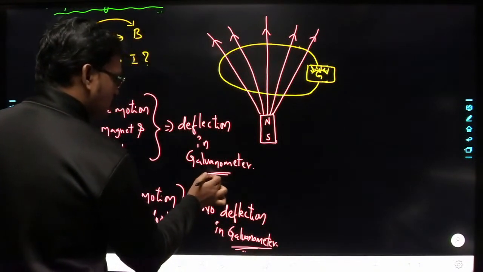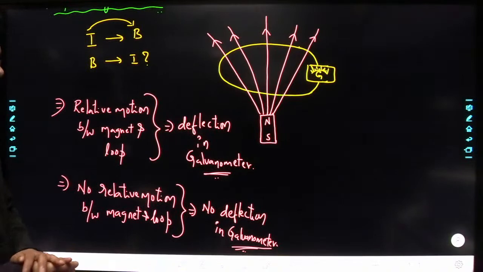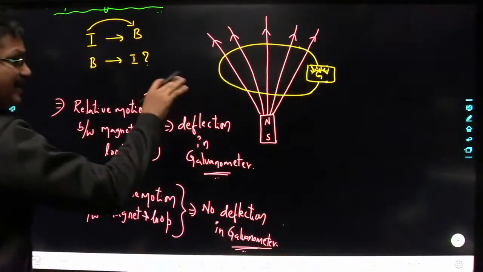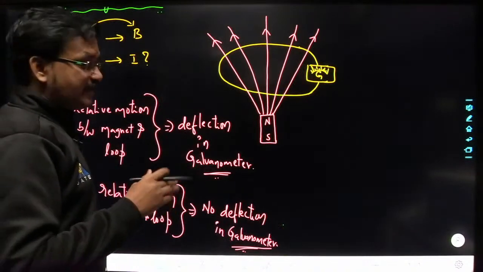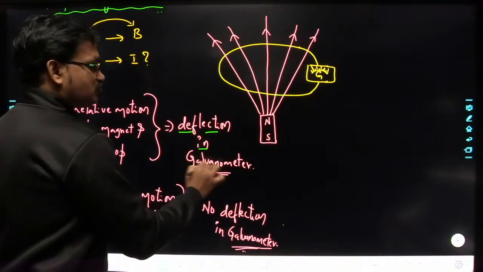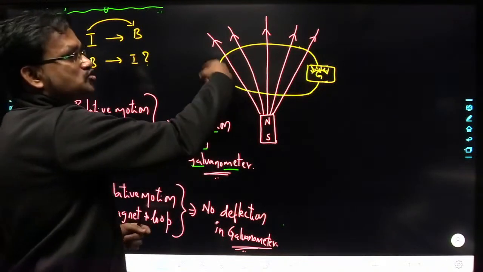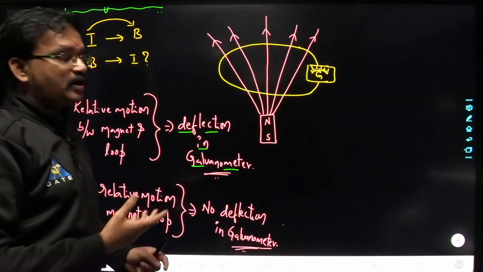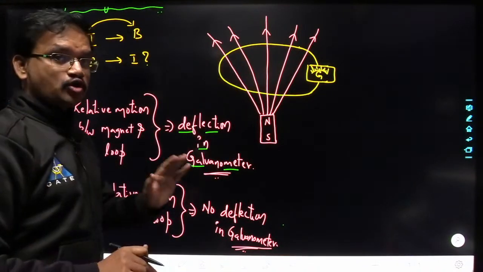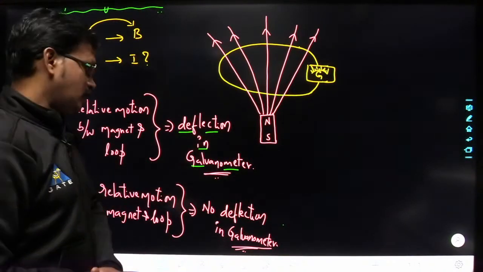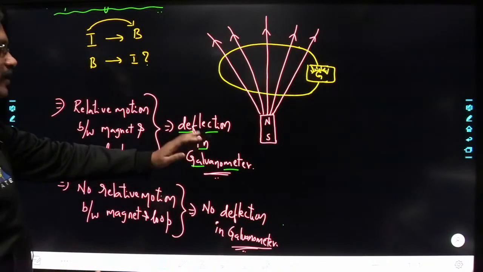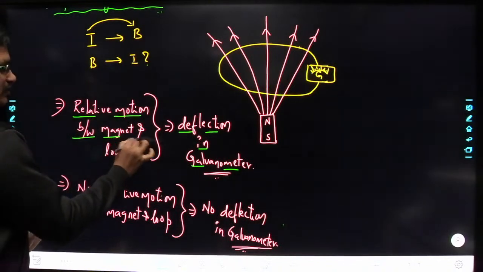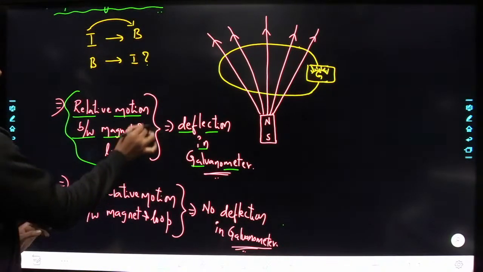Right? Okay. So if there is a deflection in galvanometer, what does it mean? There is some induced current flowing in the loop, and hence the galvanometer is showing some deflection. Understood? Okay. So now what is causing this deflection in galvanometer? That is nothing but a relative motion between magnet and loop.